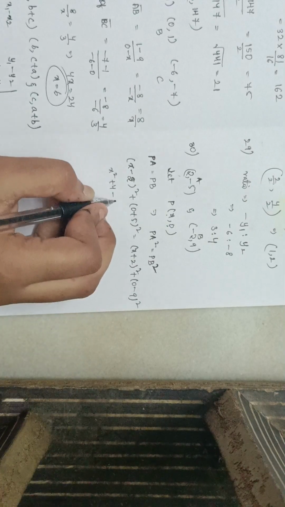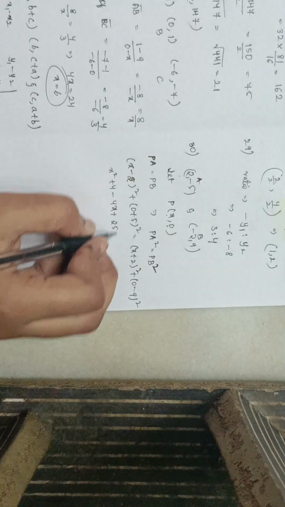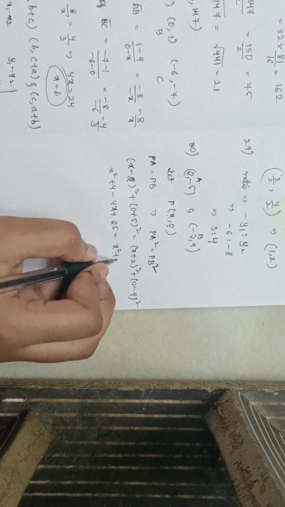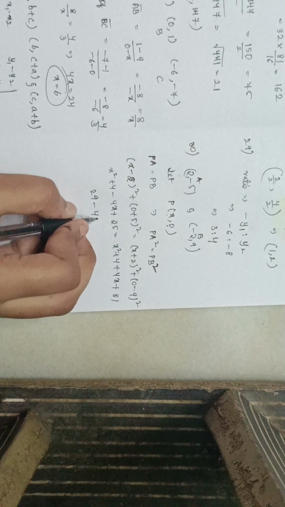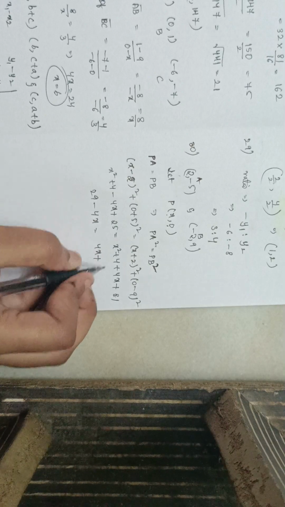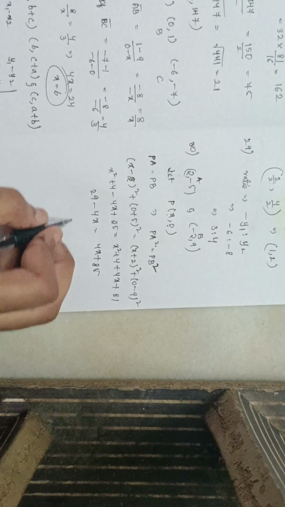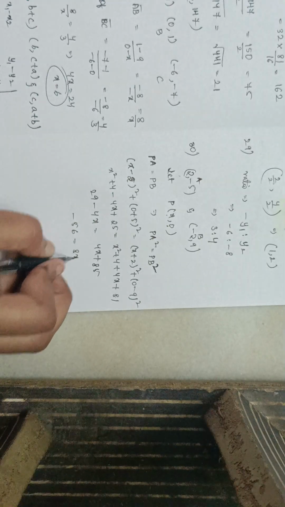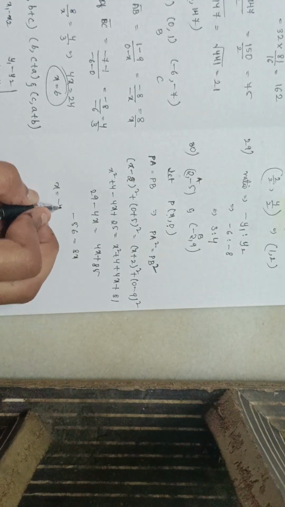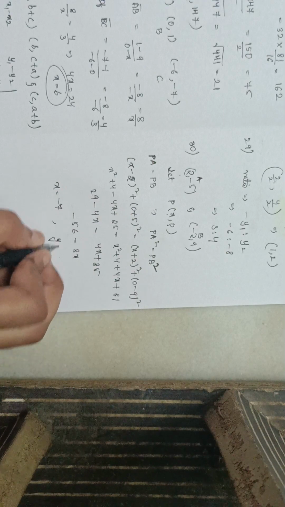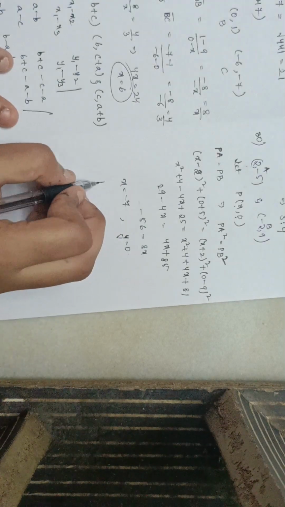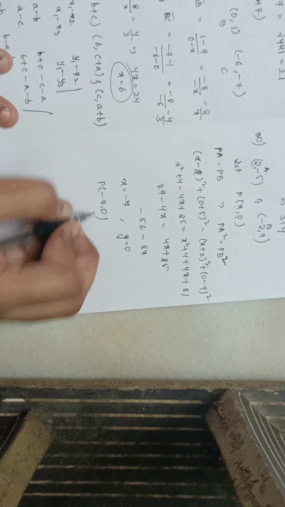So by using this formula, we are going to solve this. x square plus 4 minus 4x plus 25 equals x square plus 4 plus 4x plus 81. 29 minus 4x equals 4x plus 85. Minus 56 equals 8x. x equals minus 7. And P is (x, 0), so y equals 0. So the point is (minus 7, 0).